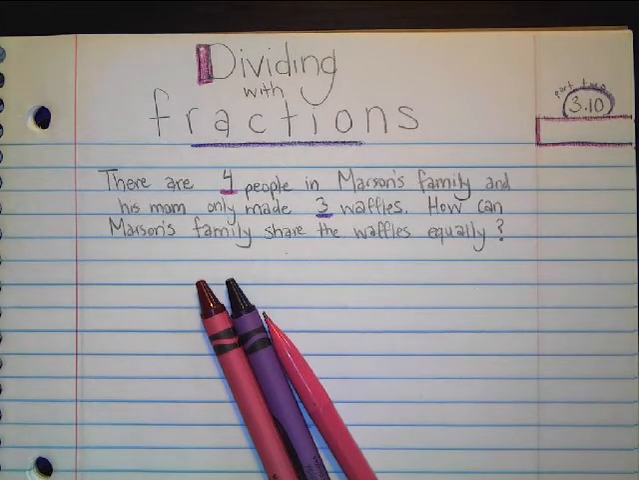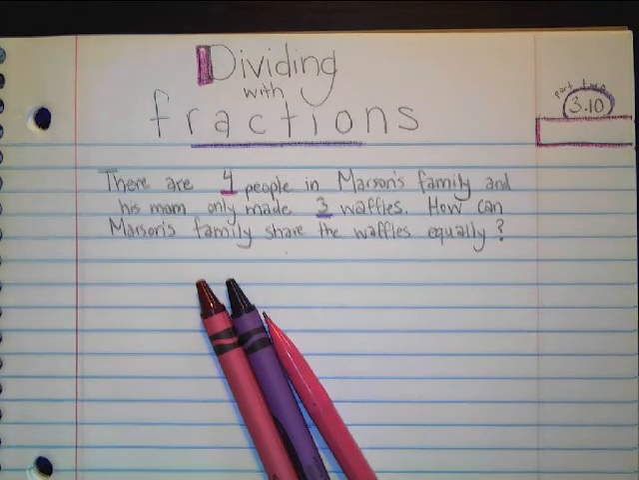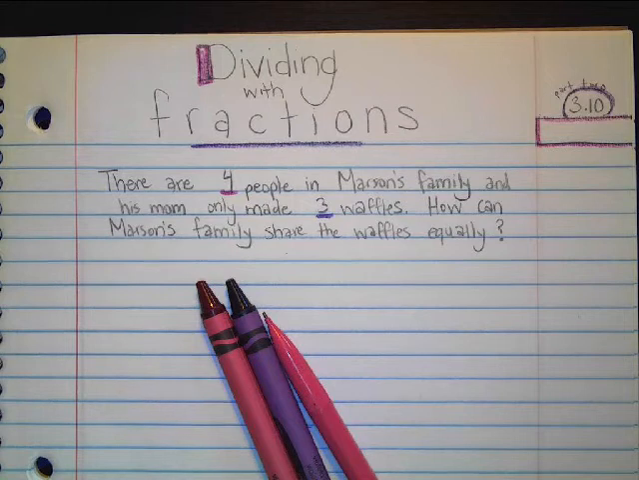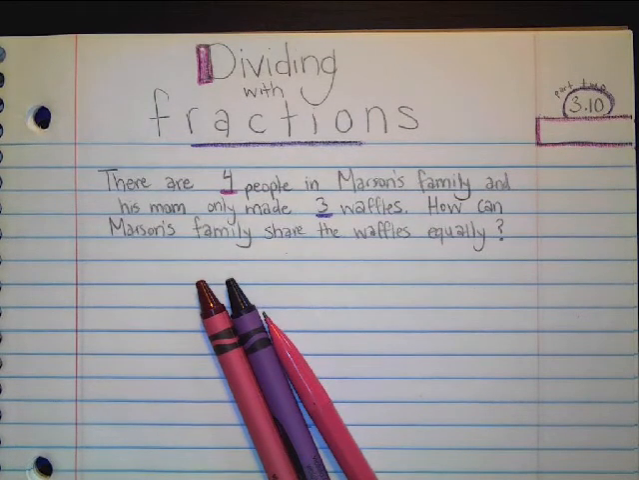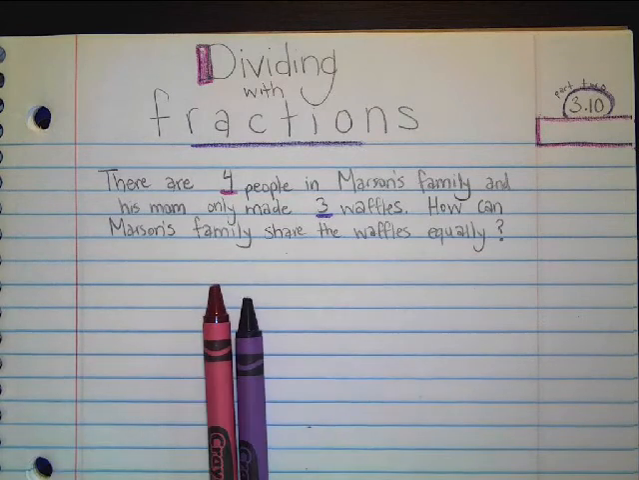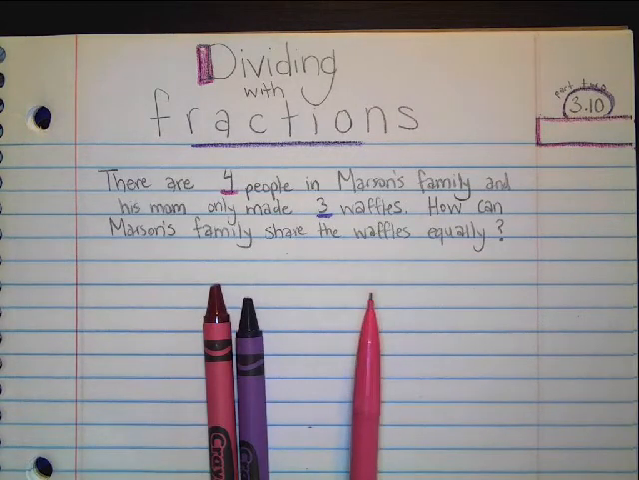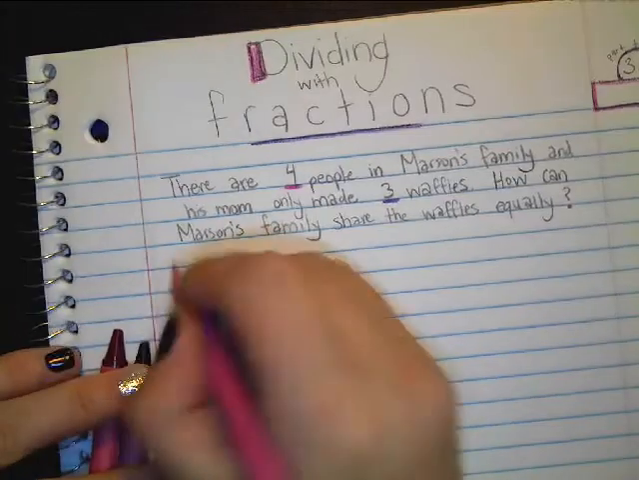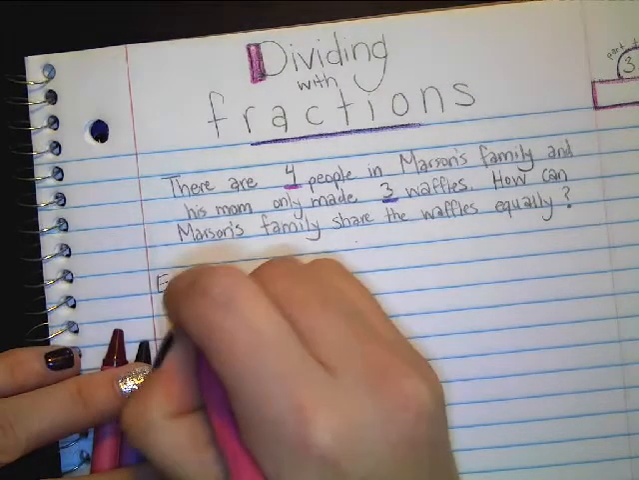Okay, so you should have written, there are 4 people in Marston's family and his mom only made 3 waffles. How can Marston's family share the waffles equally? So we are going to model this out, okay? We are going to write an equation and we are going to model. When we divide, we're going to make sure we understand both. So let's come over here and write the equation first.